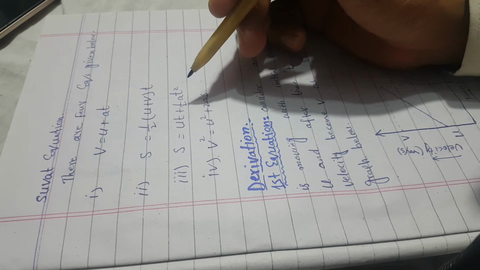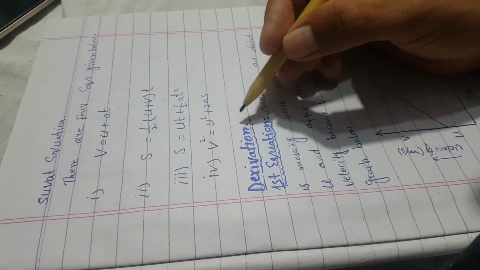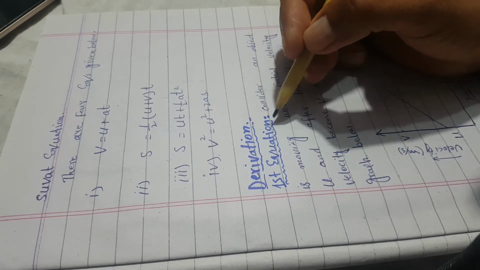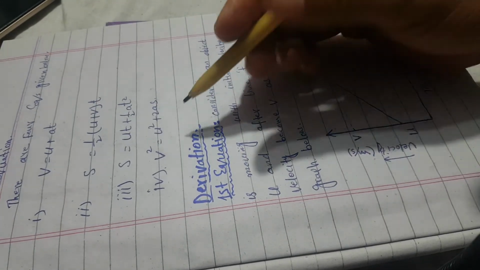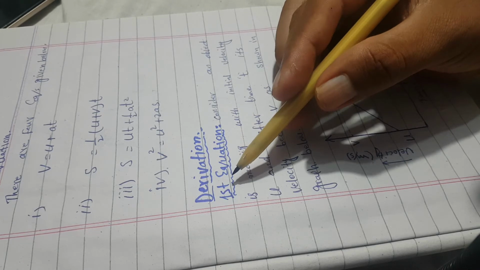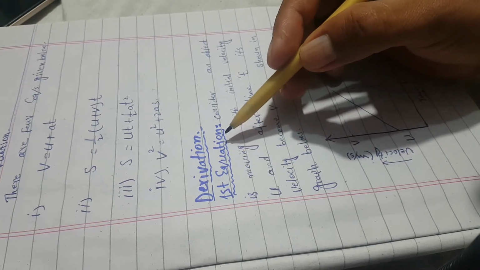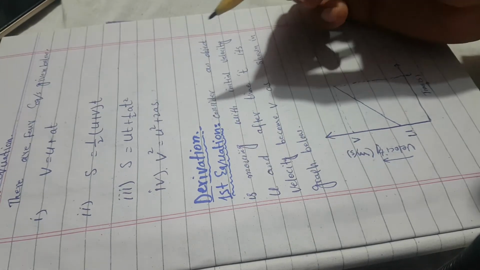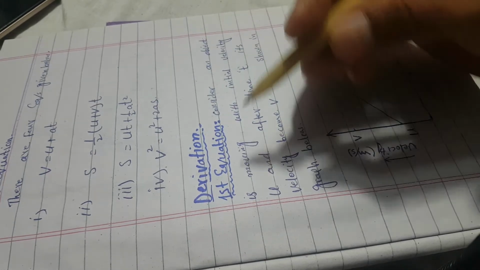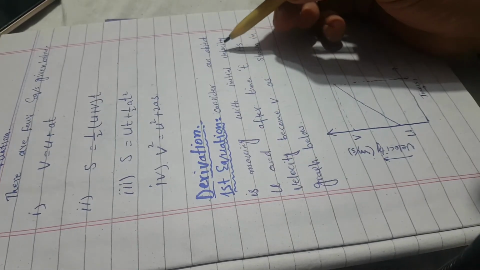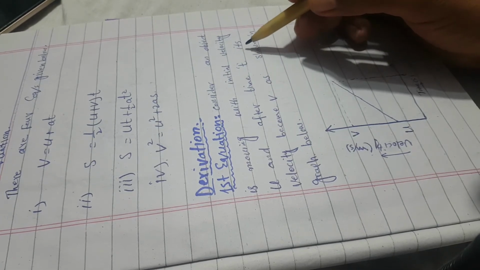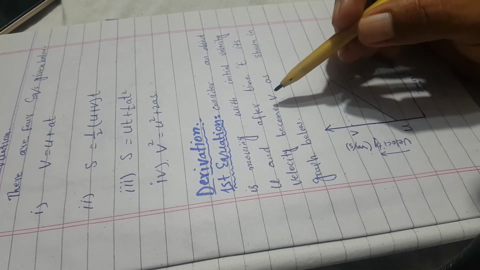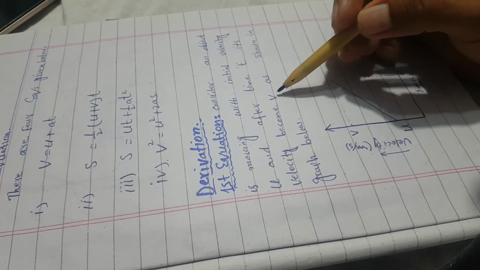Now its derivations are discussed here one by one. So first we will derive the first equation of motion. Consider an object moving with initial velocity u, and after time t its velocity becomes v.